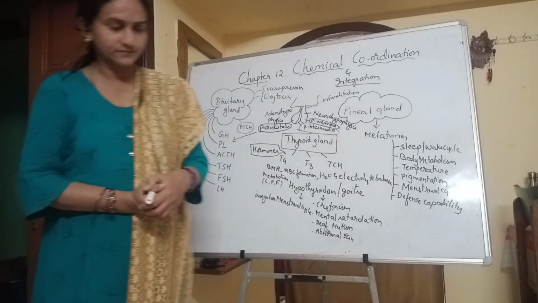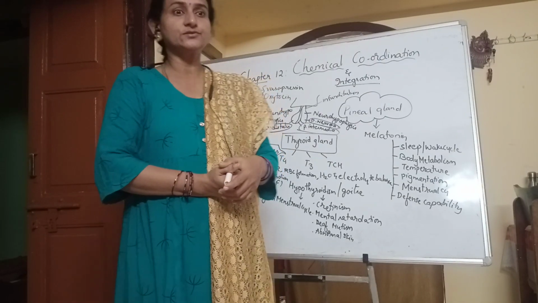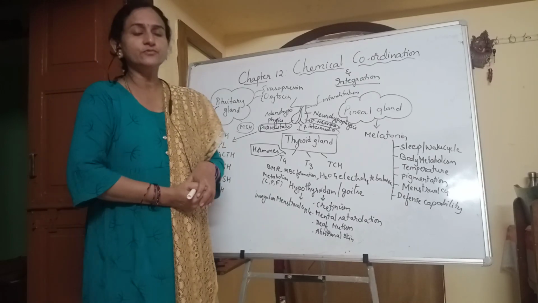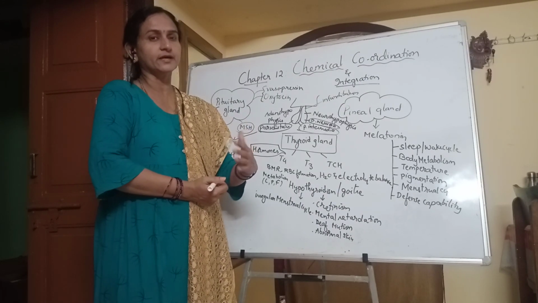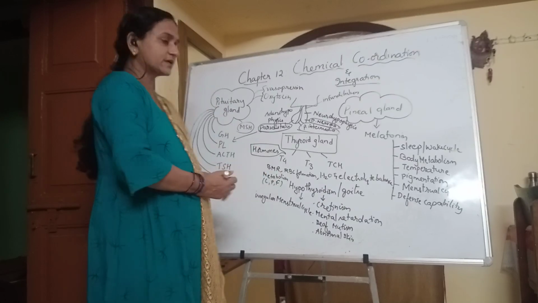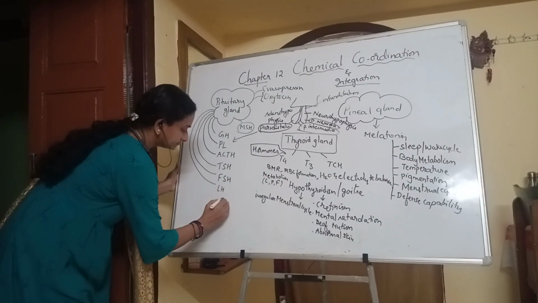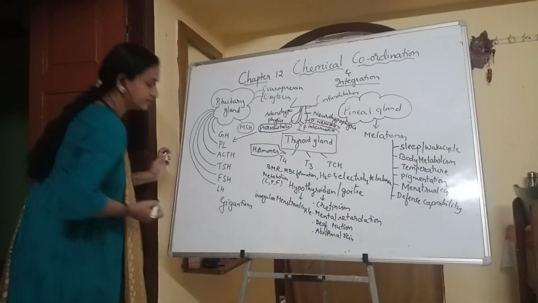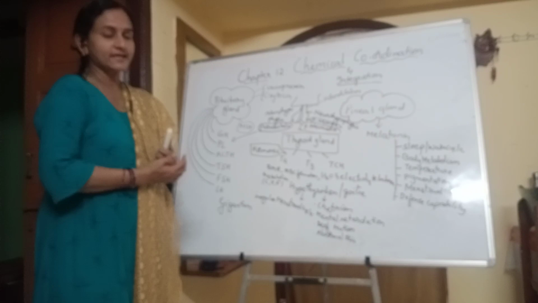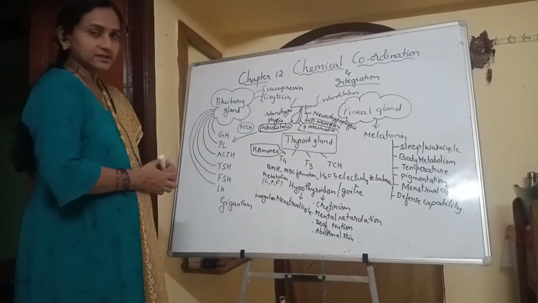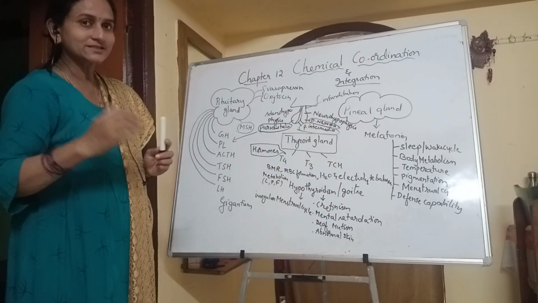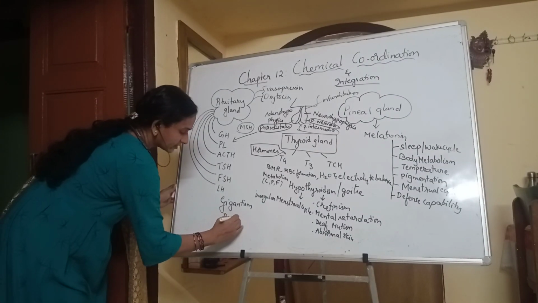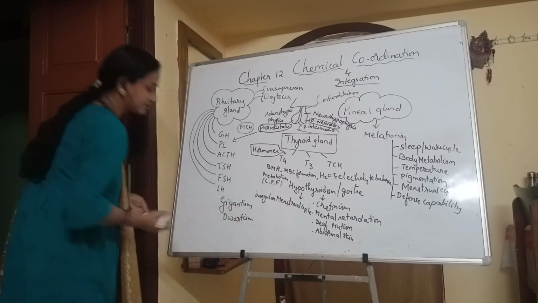Coming to growth hormone, as the name indicates, it controls body metabolism and growth. When this hormone is released in excess quantity, it leads to a condition called gigantism, excess growth of the individual. This is hypersecretion. If the growth hormone is released in less quantity than required, then the person becomes a dwarf. The condition is called dwarfism.